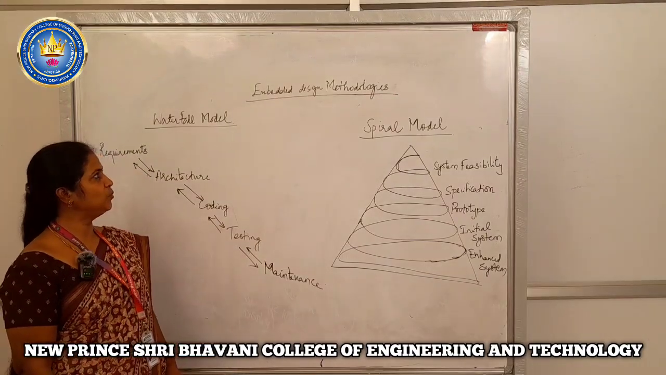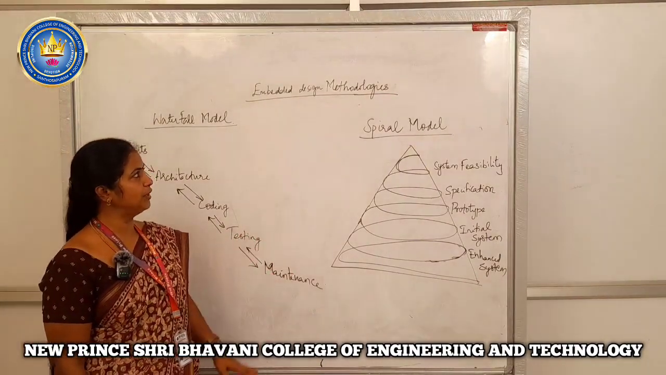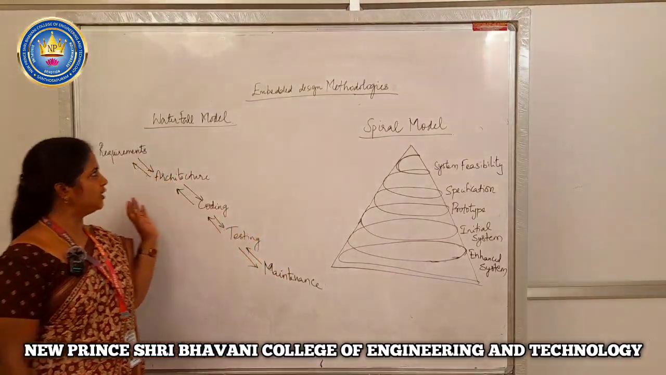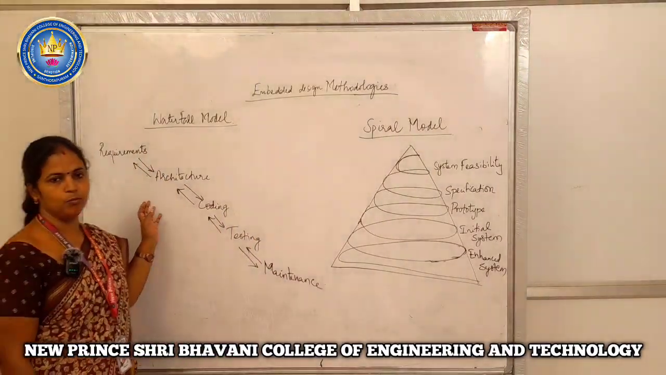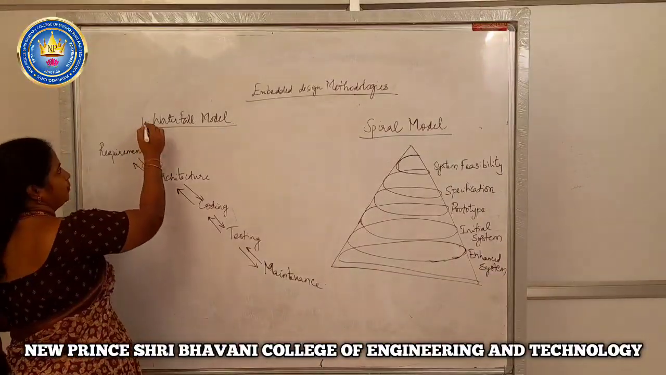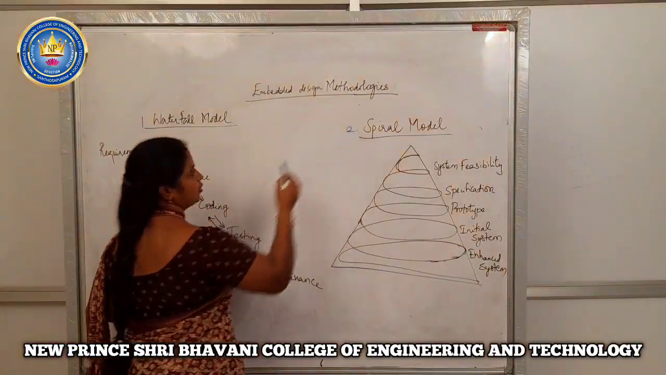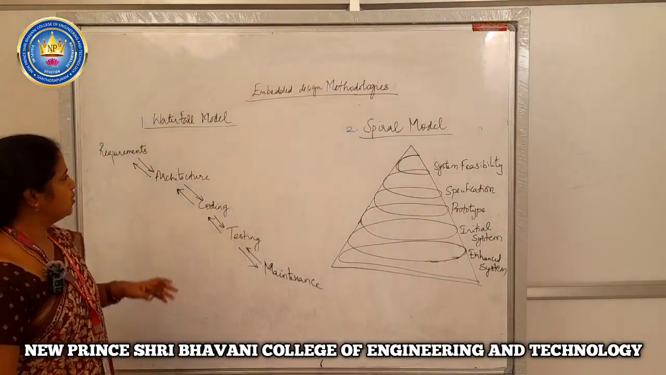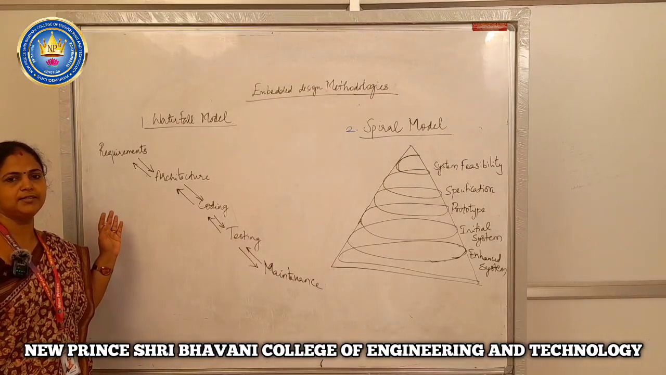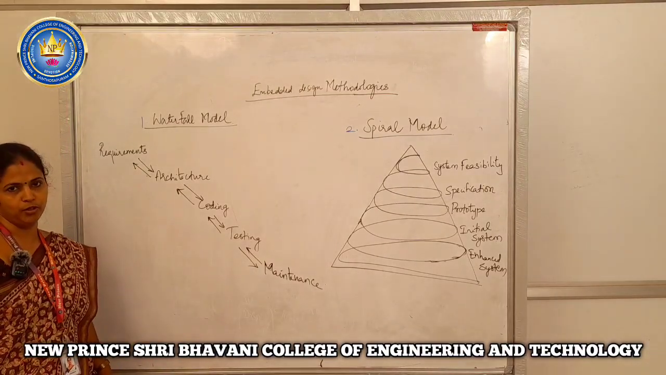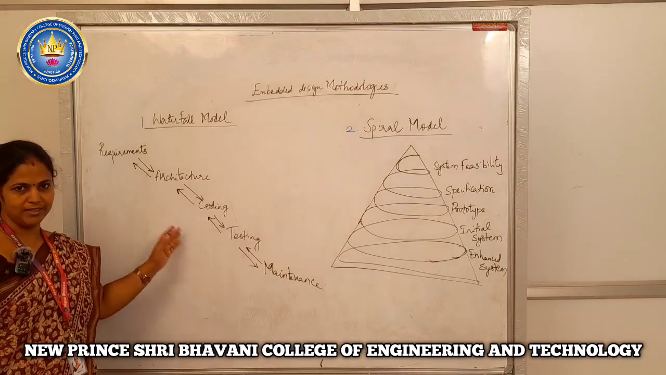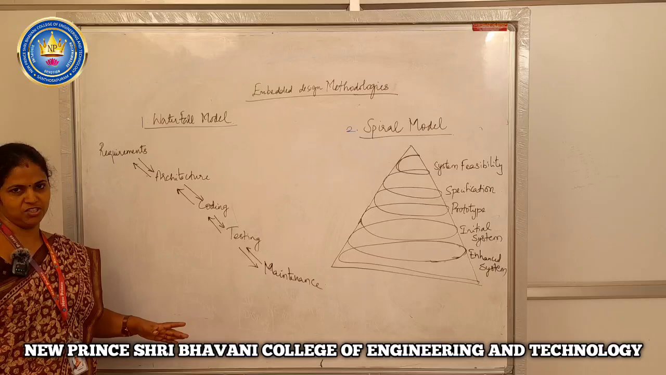Next, we'll see what the different types of embedded design methodologies are. At that time, we'll see the first type of model, that is the waterfall model, and the second type of design methodology, the spiral model. The waterfall model is always referred to as a sequential kind of model, wherein whatever steps we follow while designing it, it's going to be sequential stages.